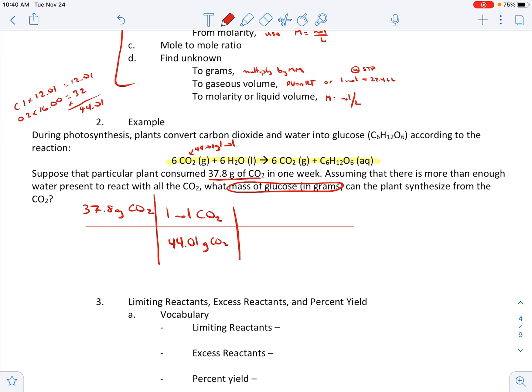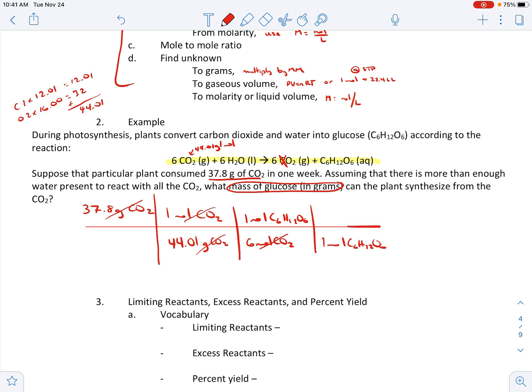Our next step is where we use the balanced chemical equation. We're going to figure out that for every 6 moles of CO2, this should just be CO2 right there, I form 1 mole of C6H12O6. So moles canceled, grams have canceled. And since we're going to grams of glucose, we're going to do that same thing.